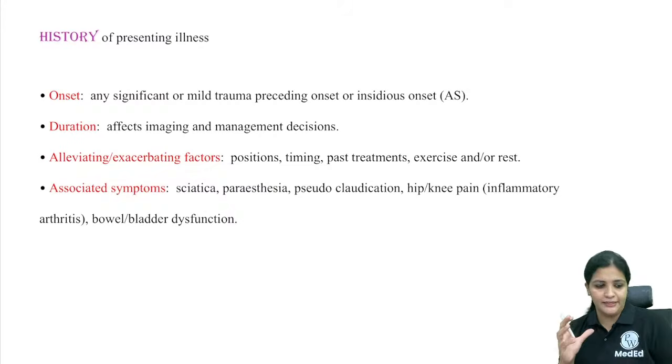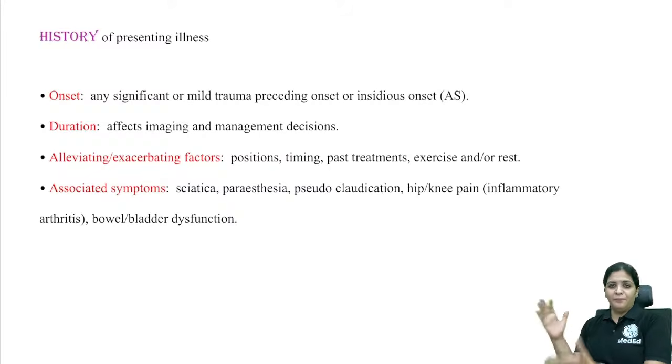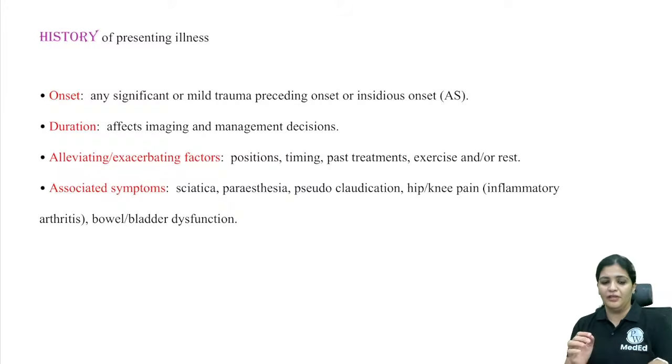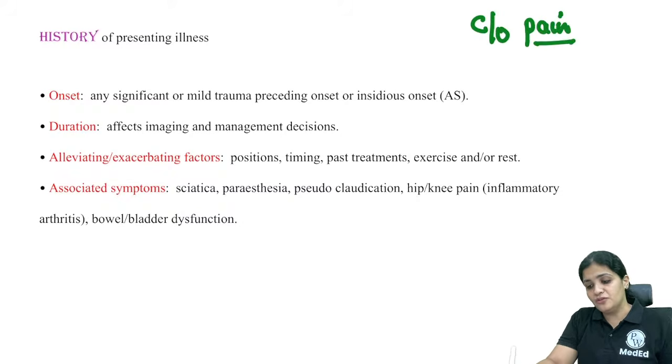So now let us start with the history taking. How do you actually take a history? Now let us understand that you're sitting in the OPD and a patient has arrived and told you that he has a complaint. The first thing they will tell you is that they have low back pain. So usually they come with low back pain. Right. So now let us put this as a scenario.